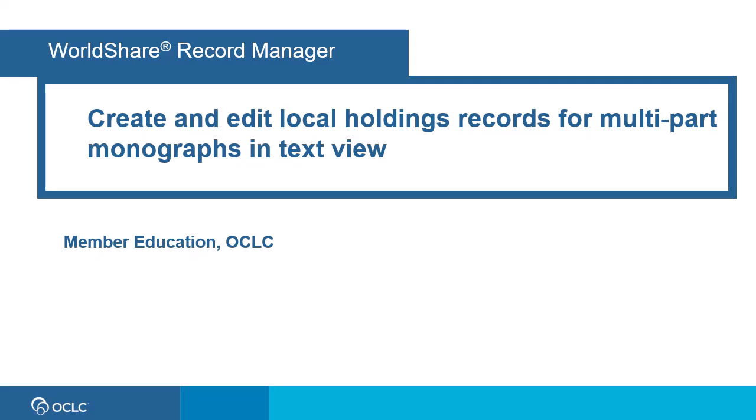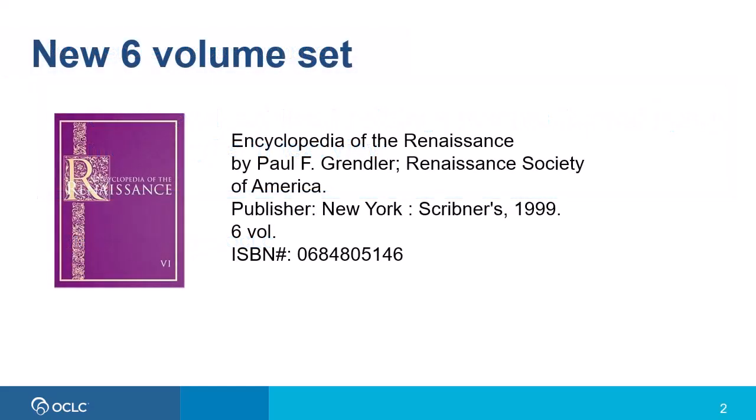In this video, you'll see how to create and edit local holdings records for multi-part monographs in text view, in WorldShare Record Manager. So, let's say I want to add holdings for this title, The Encyclopedia of the Renaissance. It's a 6-volume set that I want to add to my main reference collection.